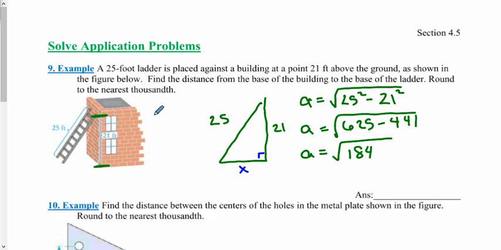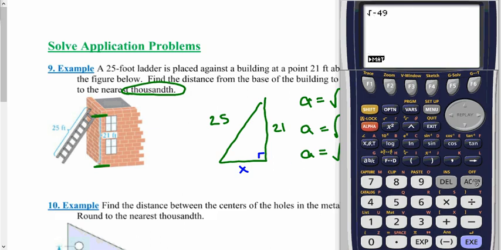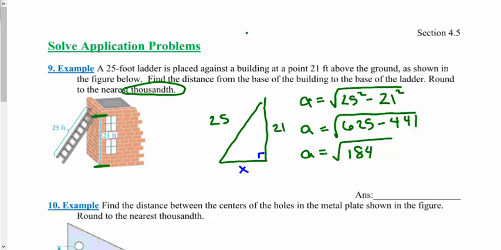And then this one says to the nearest thousandth. So square root of 184 is 13.5646. I said it like 3 times and I still can't get it right. 13.5646. There we go.